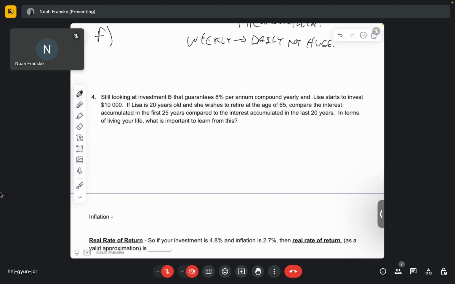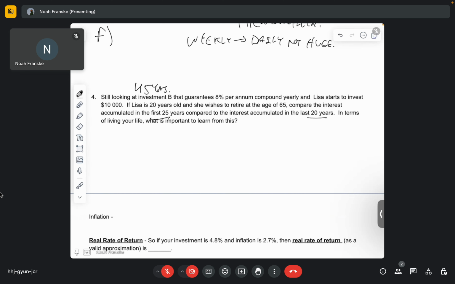All right, still looking at investment B that guarantees 8% per year compounded yearly. Lisa starts to invest $10,000. If Lisa is 20 years old and wishes to retire at the age of 65, compare the interest accumulated in the first 25 years compared to the interest accumulated in the last 20 years. Okay, so she's doing 45 years total, and we're looking at the interest in the first 25 years compared to the last 20 years. In terms of living your life, what is important to learn from this? These are important things, I suppose.